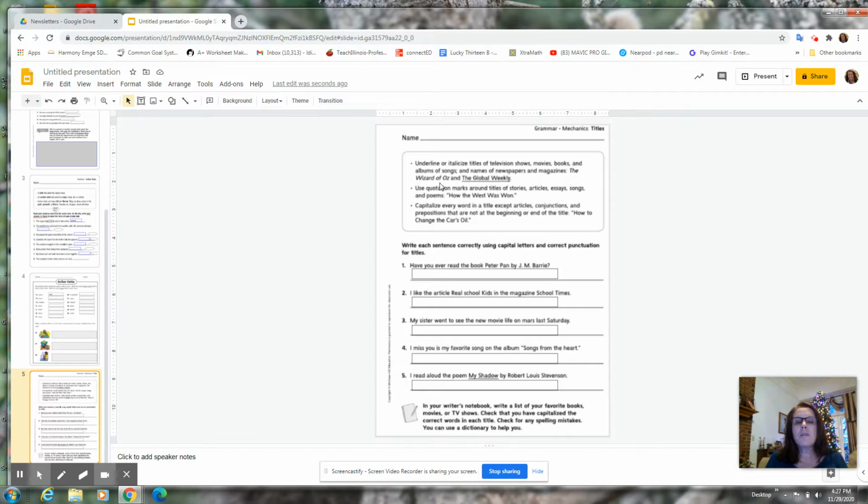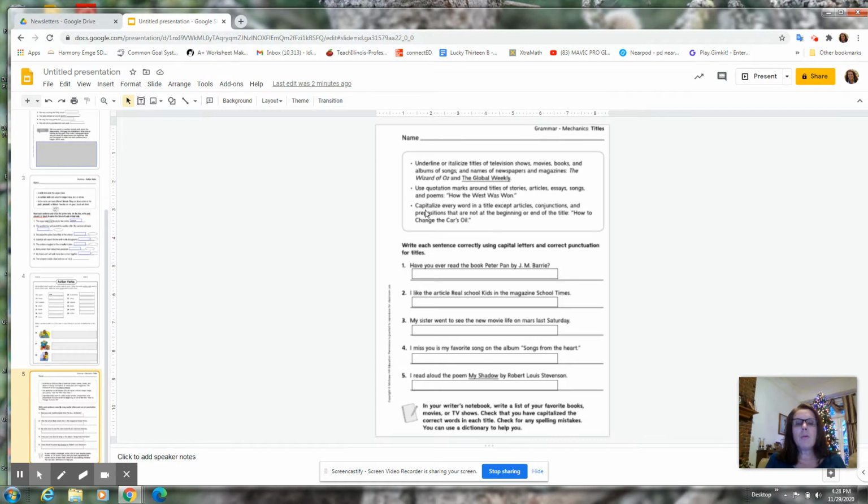The Wizard of Oz, you can see, is italicized. The Global Weekly is underlined. It says to use quotation marks around titles of stories, articles, essays, songs, and poems. Those are shorter, okay? So that's how you can tell the difference. A book or a movie or an album of a song, those are italicized or underlined. If it's just a part of that, if it's the titles of the shorter stories within a book or an article, a song, you just use quotation marks.